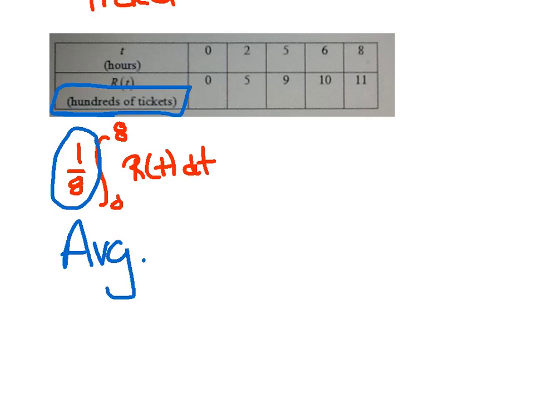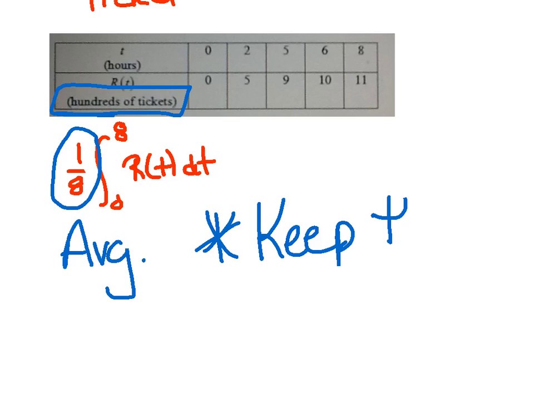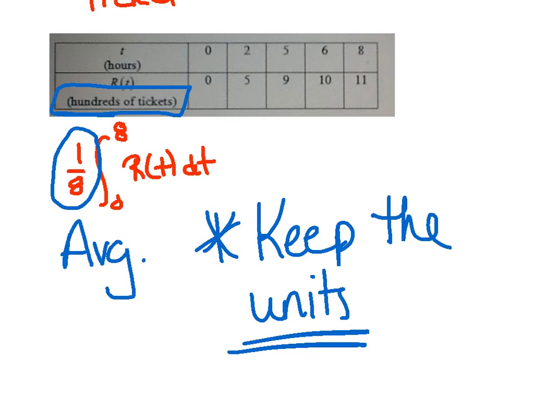Okay, think about this. If I asked you the average number of shirts in your closet, you would tell me, I don't know, 10 shirts. You wouldn't say 10 shirts per minute, 10 shirts per hour. You would just say what you actually have. So when I'm finding the average of the hundreds of tickets, I'm still going to have hundreds of tickets. So when you're finding the average, okay, it's important that you keep the units. Because again, you're just averaging what you have.